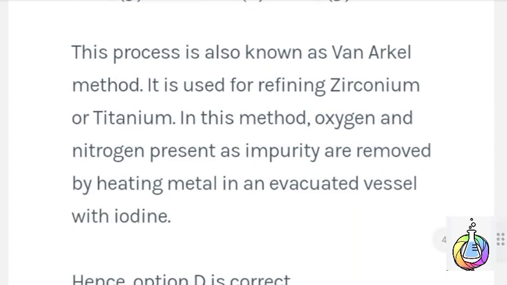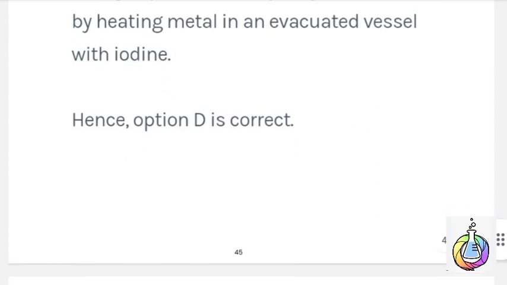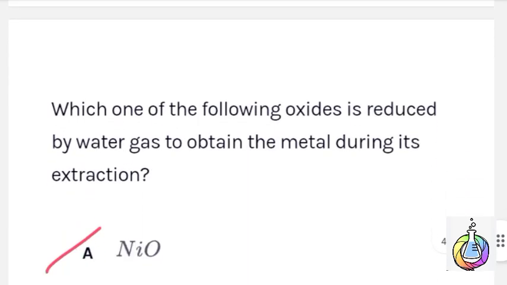This process is also known as the Van Arkel method. It is used for refining zirconium and titanium. In this method, oxygen and nitrogen present as impurities are removed by heating the metal in an evacuated vessel with iodine. Therefore, option D is the correct answer for this question.